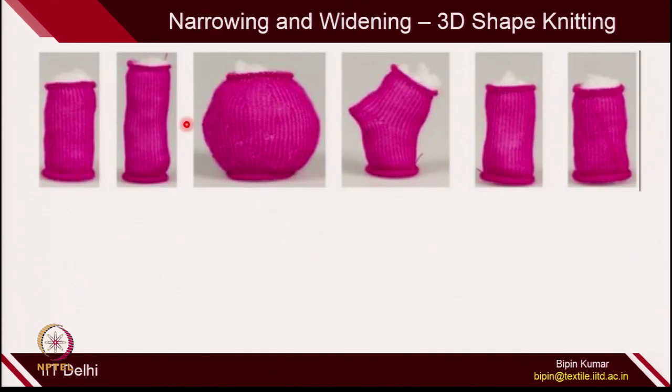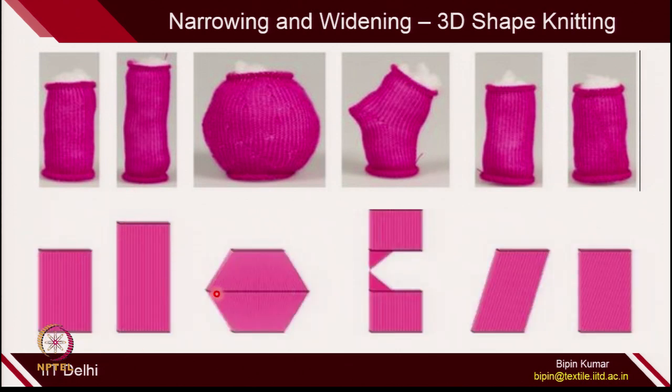Another thing which is very popular in knitting is 3D shape knitting. Not only V neck and round neck we create, but we can also use the concept of narrowing and widening to create 3D shape knitting. So, for example, if you want to make a fabric pattern which can fit on different architecture, a different 3D shape object, you can first create its pattern.